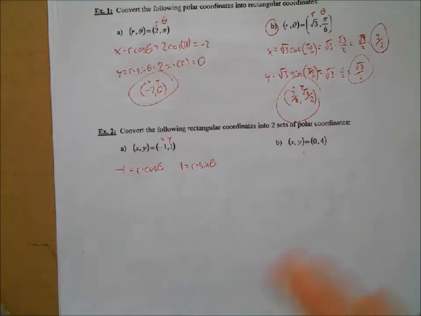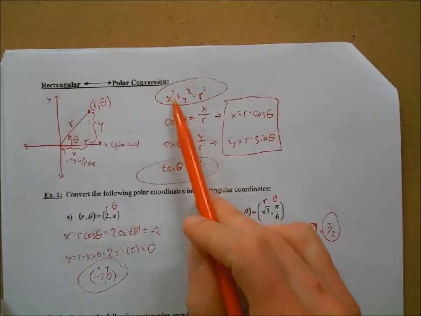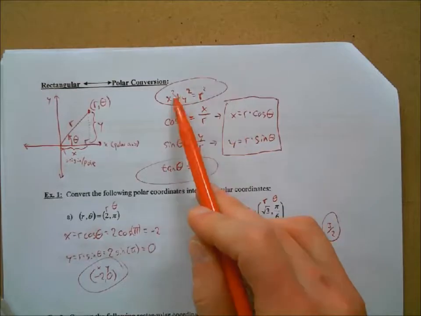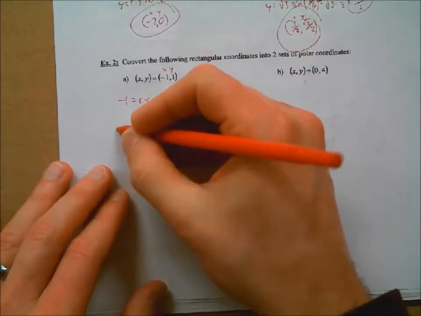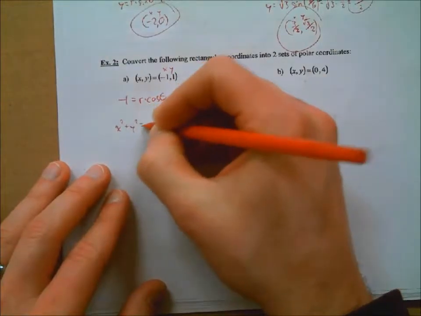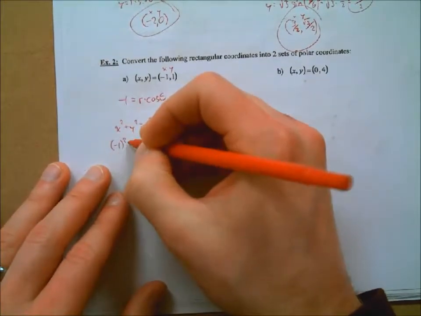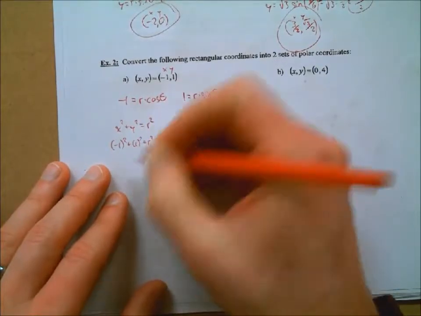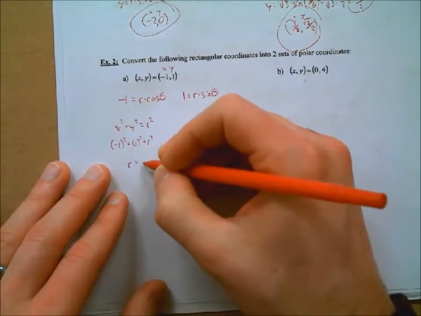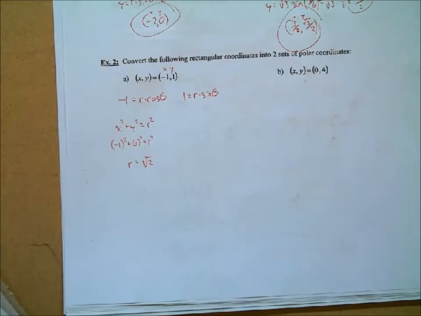Well, remember, we have these other relationships here. For example, we know that x squared plus y squared is equal to r squared, by the Pythagorean theorem there. So we can use the fact that x squared plus y squared equals the radius squared there, and say, all right, that's -1 squared plus 1 squared equals r squared. So r equals √2. Okay?